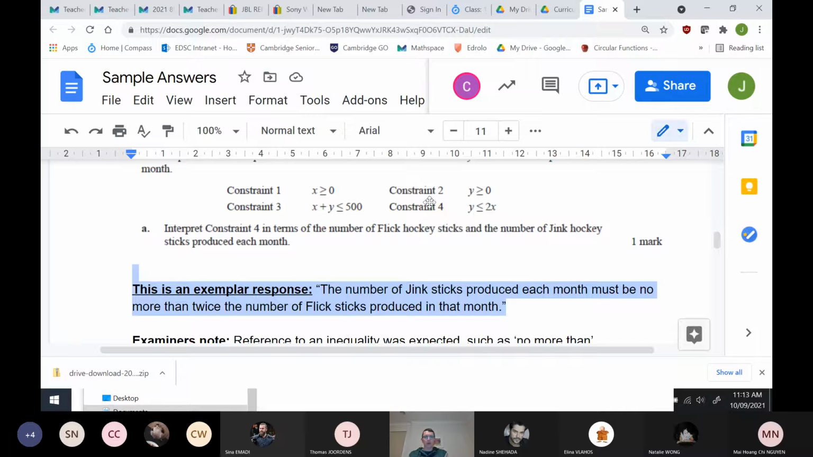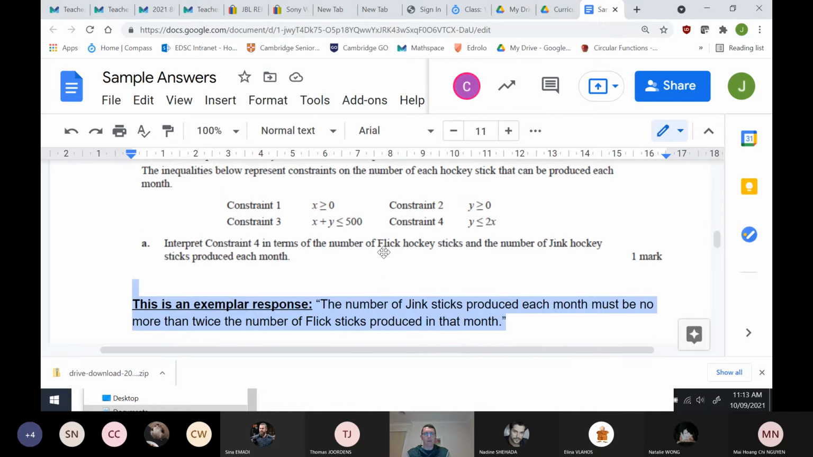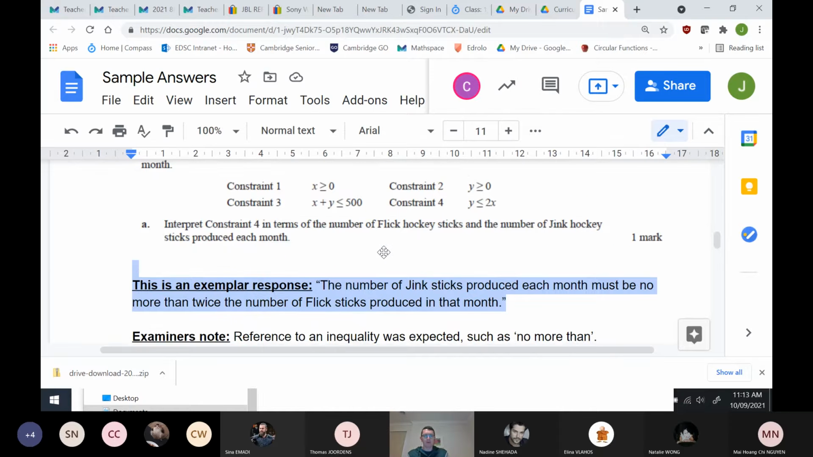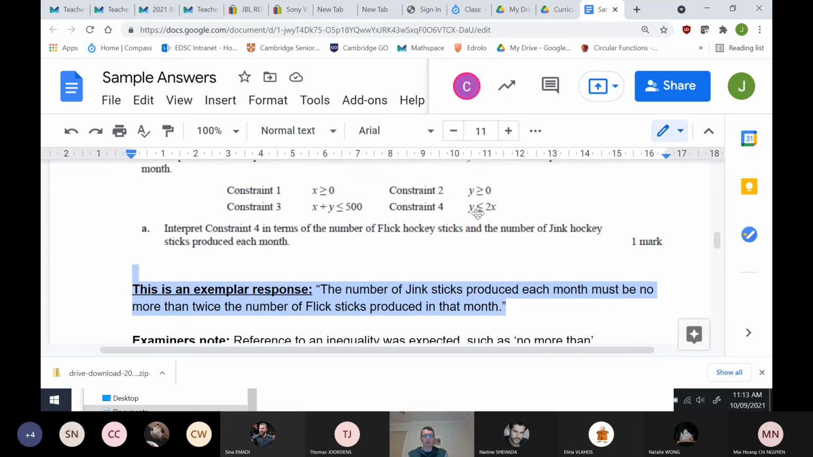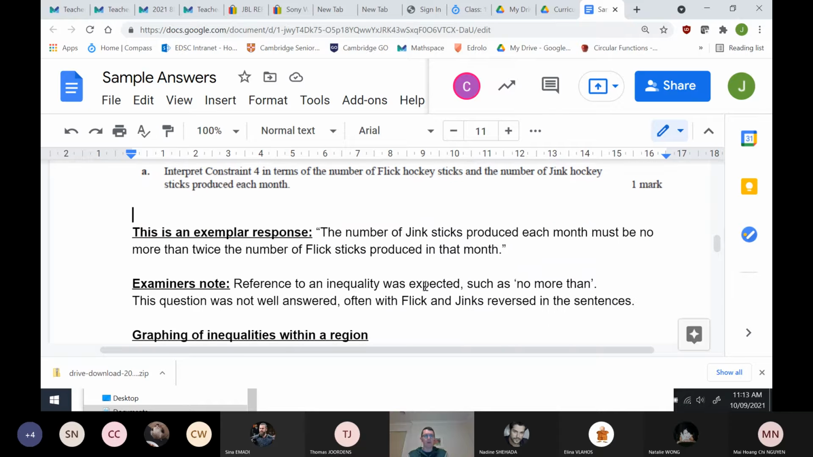I will put this one as a bit of a screenshot for you guys, a bit of an exemplar response. I think that one's a good one, how to interpret that one. I will stick that up on our lesson plan for us a bit later on.